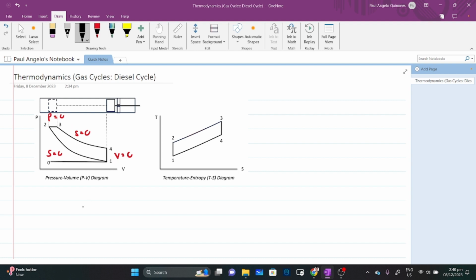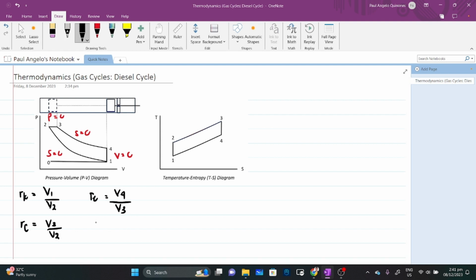In the previous video, in an Otto cycle, we were already introduced to RK, which is the compression ratio V1 over V2. In the diesel cycle, there are several variables that we need to introduce. We have the cutoff ratio, which is basically the ratio V3 over V2, the volume at point 3 relative to the volume at point 2. Let's write that as RC. The next one is the expansion ratio, which is basically the power stroke of the cycle. That is V4 over V3.